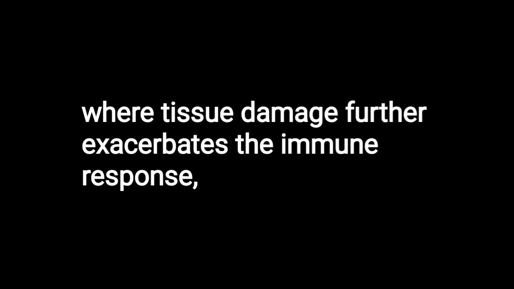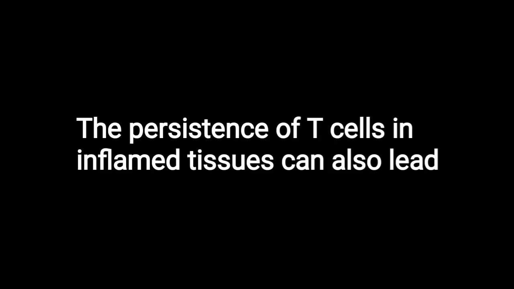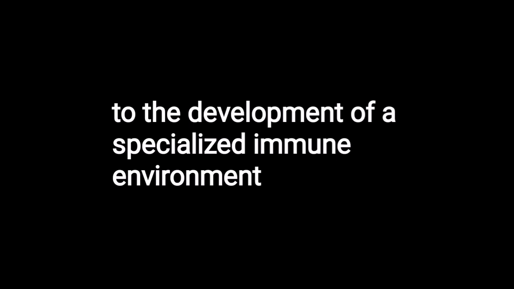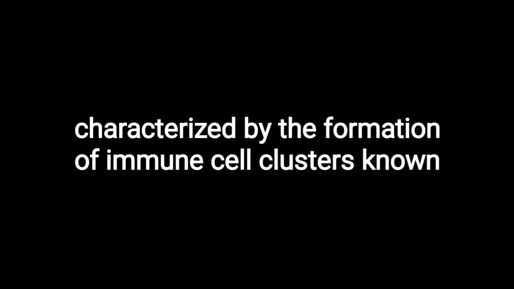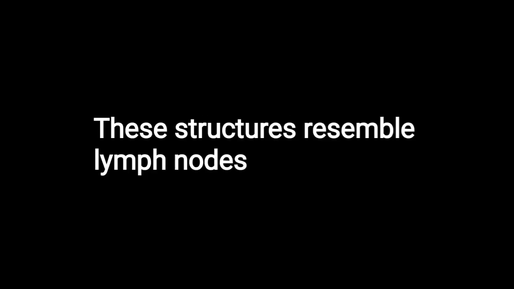This process can lead to a cycle of inflammation, where tissue damage further exacerbates the immune response, perpetuating the chronic inflammatory state. The persistence of T cells in inflamed tissues can also lead to the development of a specialized immune environment characterized by the formation of immune cell clusters known as tertiary lymphoid structures. These structures resemble lymph nodes and can develop in chronic inflammatory conditions.